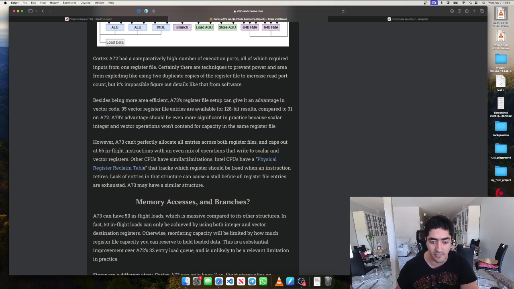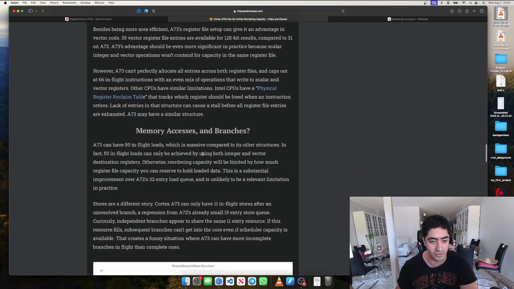Other CPUs have similar limitations. Intel CPUs have a physical register claim table that tracks which register should be freed when an instruction retires. Lack of entries in that structure can cause a stall before all register file entries are exhausted. A73 may have a similar structure.